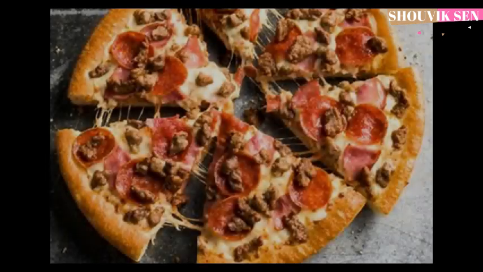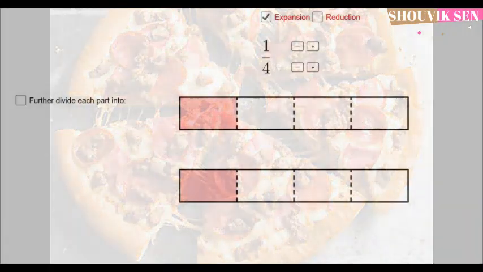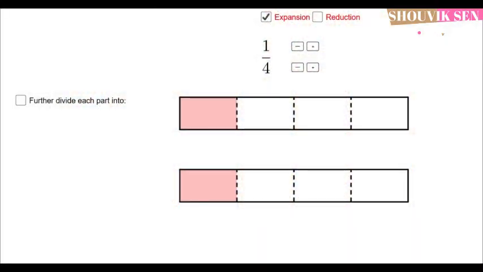For example, you have ordered pizza and you eat 1 out of the 6 slices. So that means what fraction of the pizza you have eaten? 1 by 6. So similarly, let us look at some other fractions also. As you can see here, we have 1 by 4.